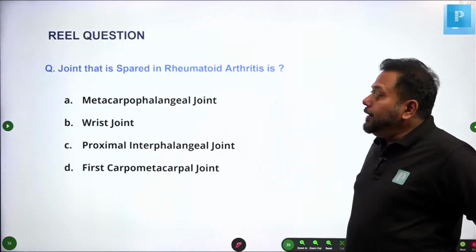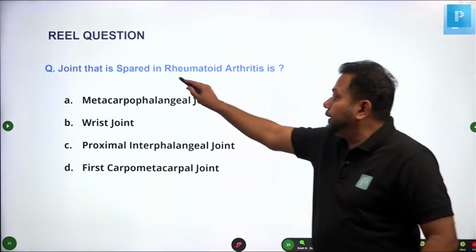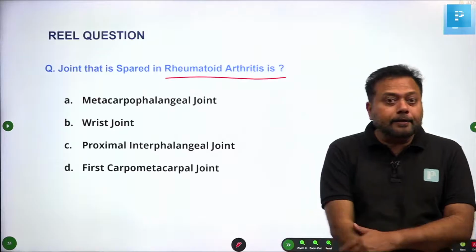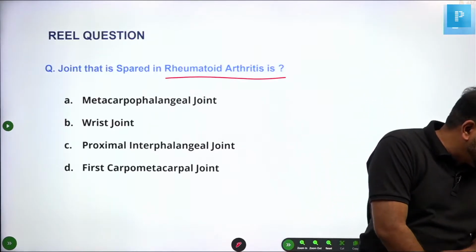Framed question. Joint that is spared in rheumatoid arthritis.